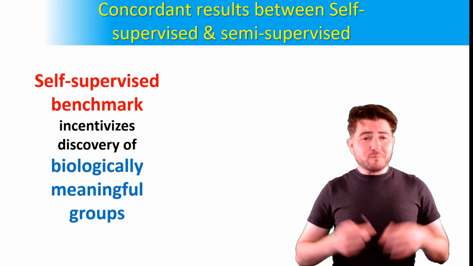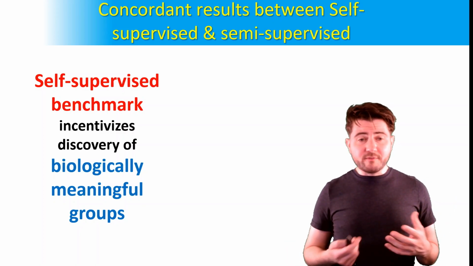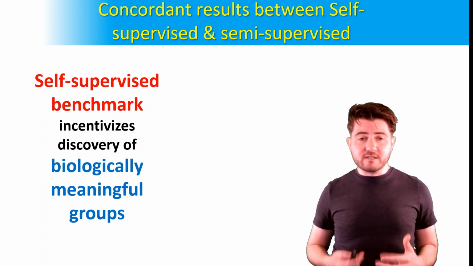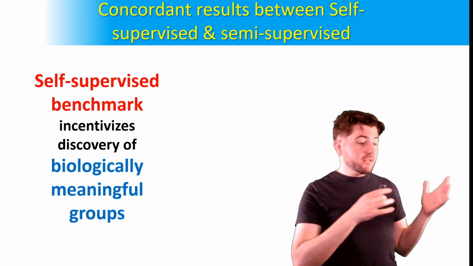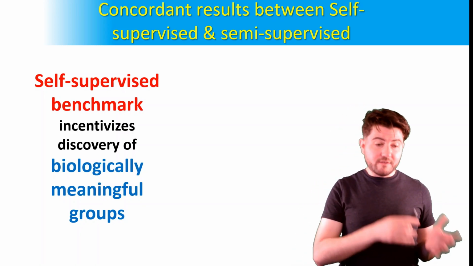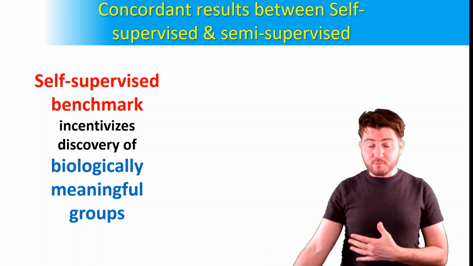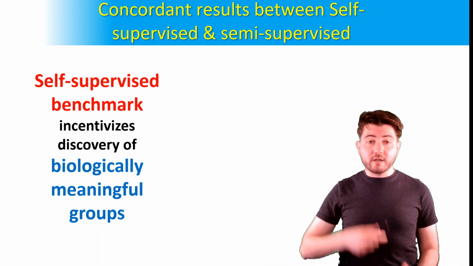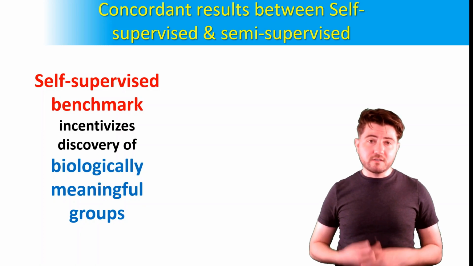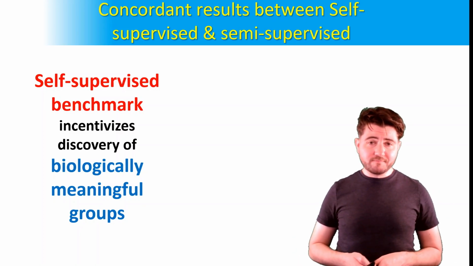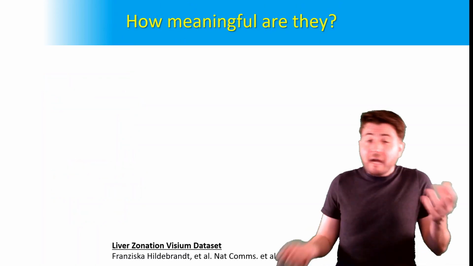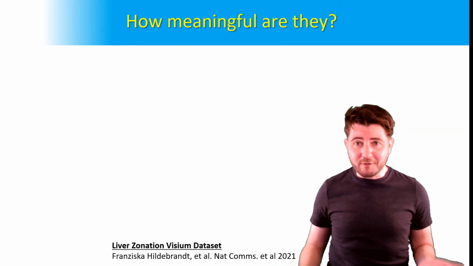So we can see here that the self-supervised benchmark clearly incentivized discovery of biologically meaningful groups, as validated by the fact that the groups that are prioritized, or the rankings that are prioritized by the self-supervised benchmark, match prior expectation in the form of entropy of the marker genes. So how meaningful are they? What can we figure out from this?